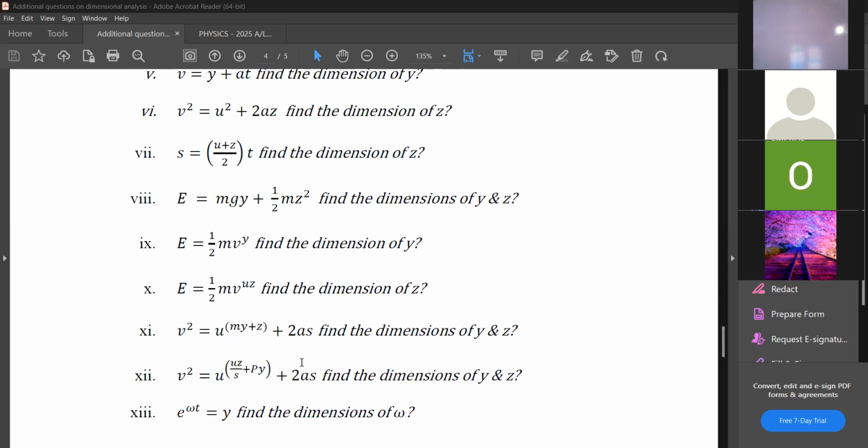The 11th one. Good. And in the 11th one also, simple, M is a mass. You can substitute the dimension value of mass to your answer. Very good.